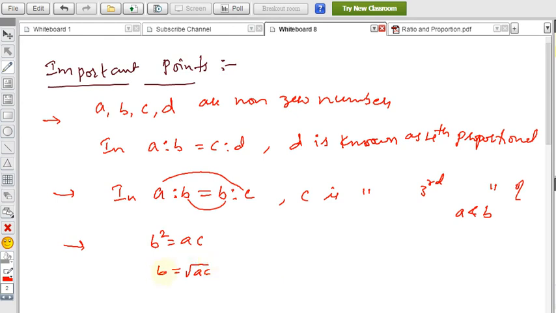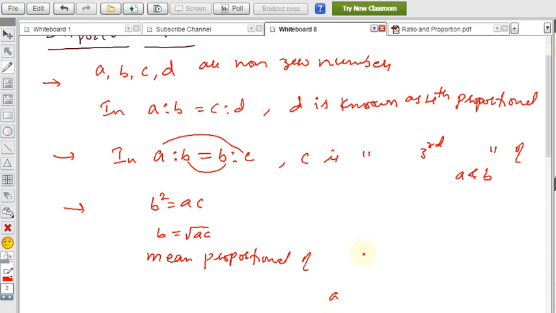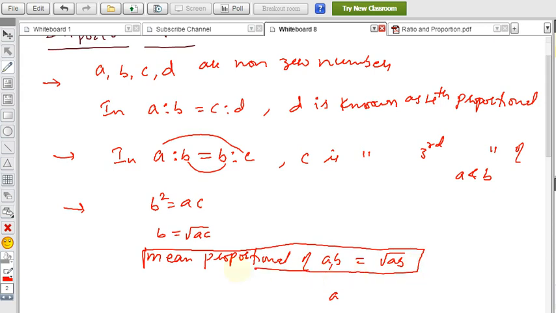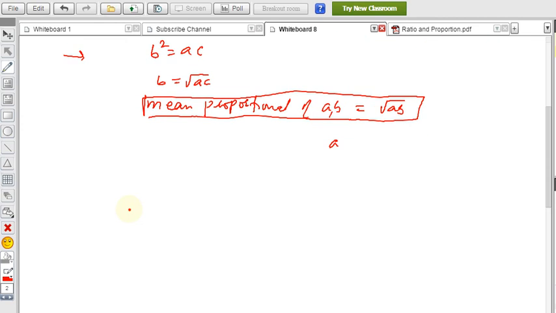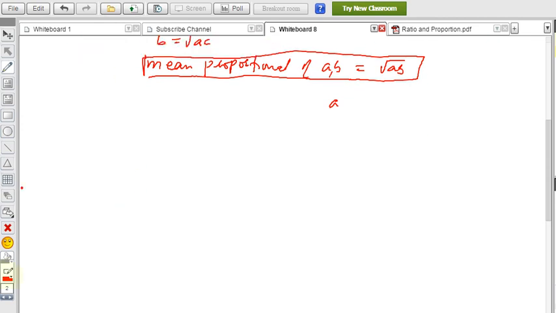Therefore the mean proportional of A and C is root AC. The mean proportional of A and B is root AB. When we take A and C, then it is root A into C. So how will questions arise from this? For example, the mean proportional of 8 comma 2: that is the square root of 8 into 2, the square root of 16, which is equal to 4. So the mean proportional of 8 comma 2 is 4.